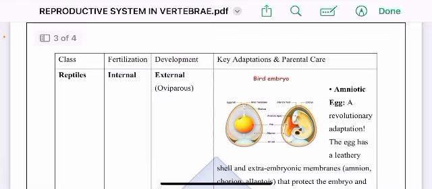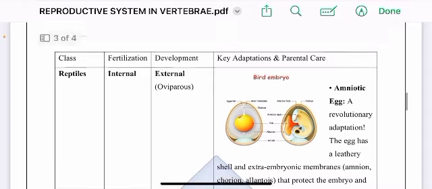Now the reptile. The reptile is internal. That's internal for fertilization. Here the eggs get fertilized by the sperm cells internally in their body. That's what we mean by internal, within the reproductive system in the body. While development is external. That's oviparous.